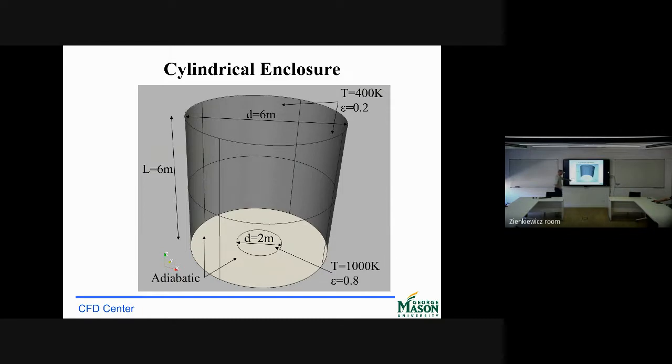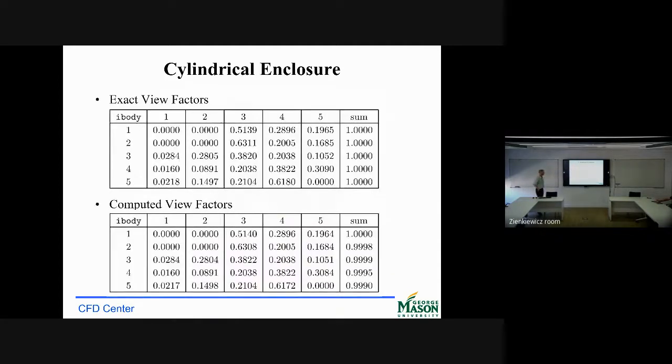We have 2 adiabatic surfaces here. You have 1000 Kelvin inside here, 400 Kelvin outside with different view factors. And these would be the computed view factors versus the exact ones. You can see they're almost identical. I think the difference is in the third digit.